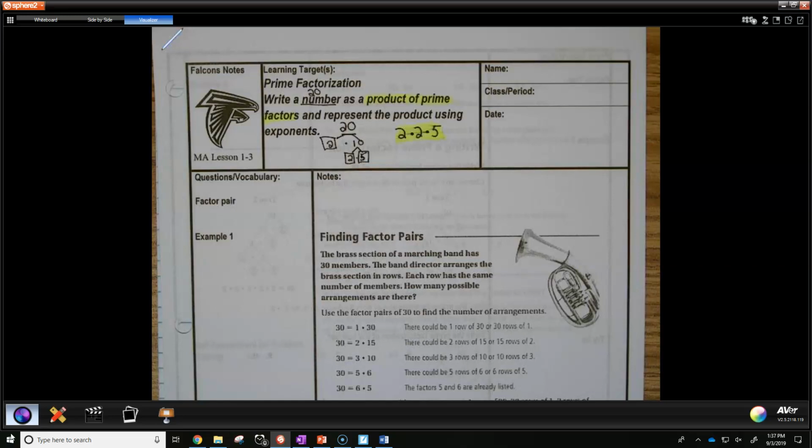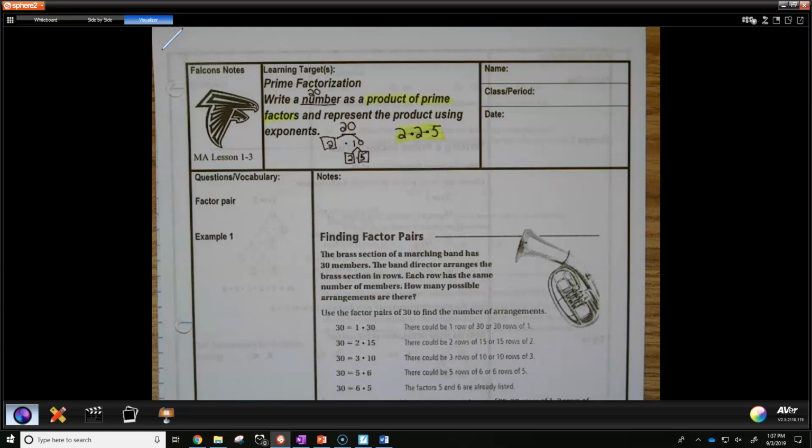Ethan? 9 and 6. 9 and 6 are factor pairs of 54 because 6 times 9 is 54. If I would have chosen 6 and 18, those are factors of 54, but are they a factor pair? No. If I put 6 and 18 together, I get 108. Well, that's not what I needed. What's another factor pair of 54? 2 and 27.